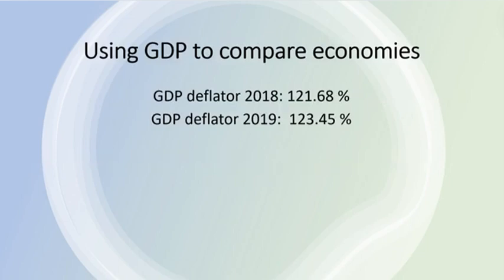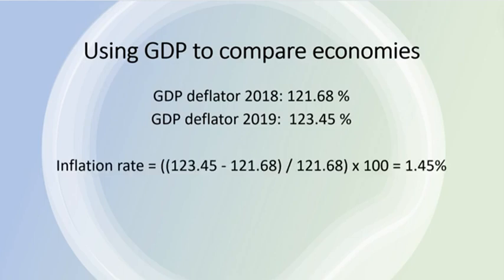Let's try and use it in an example. So we are given the GDP deflators of 2018 and 2019. To calculate it, we would simply subtract 121.68 from 123.45 and then divide by the previous year again, which would be 121.68, and then multiply by 100 to get it in percent, meaning the inflation rate between 2018 and 2019 was 1.45%.